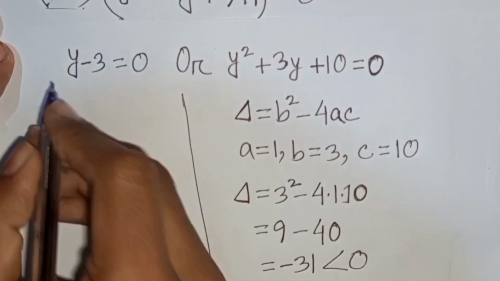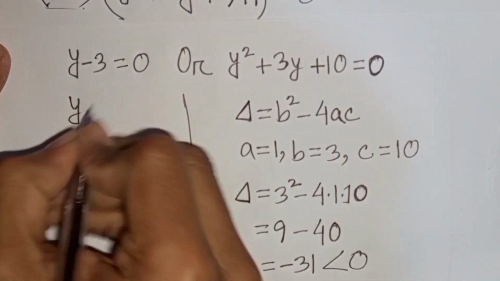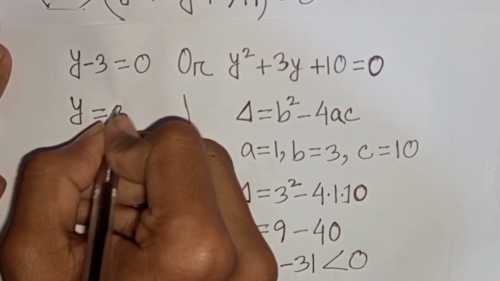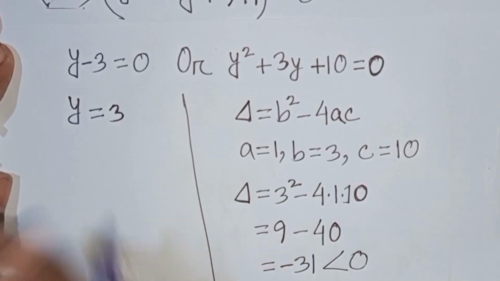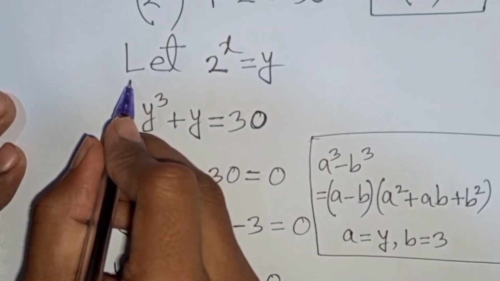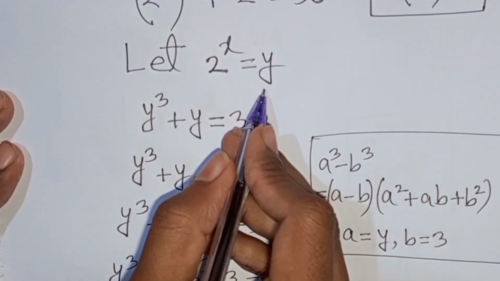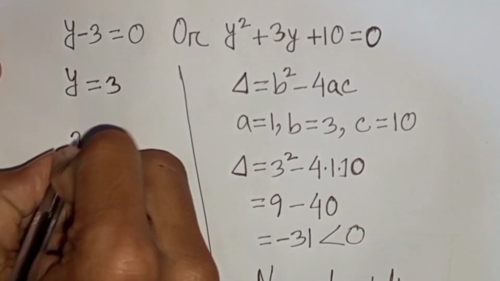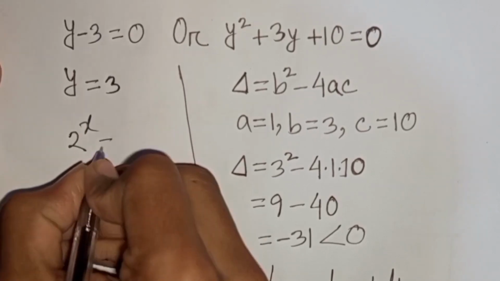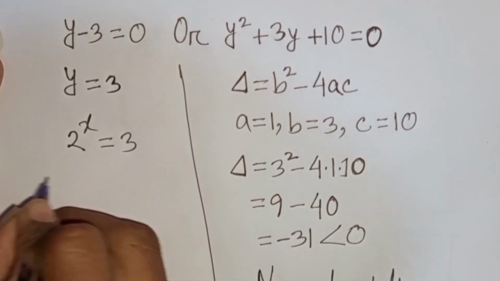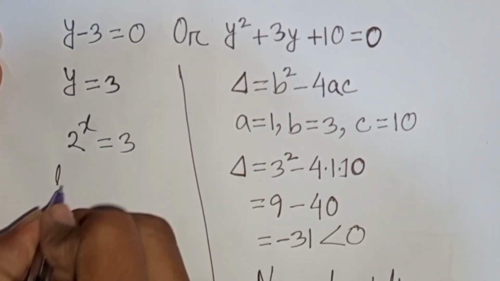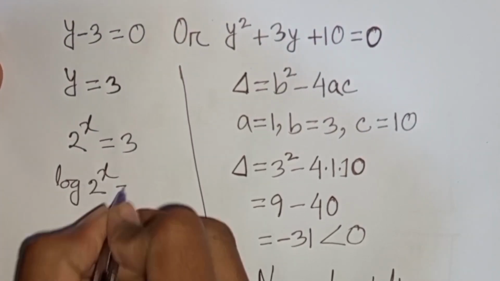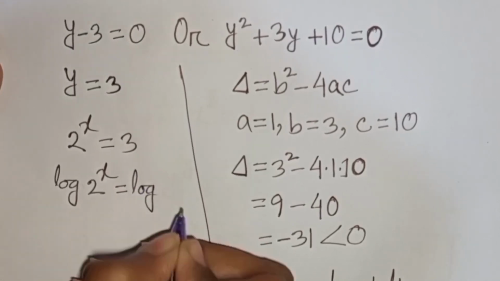Now from here, y is equal to this minus 3 taken to the right side, so this will be plus 3. Now we see y is equal to 3, but remember that we let 2 power x be substituted by y. So y means 2 power x, so 2 power x is equal to 3. Now we take log on both sides. You can write here log of 2 power x is equal to log of 3.